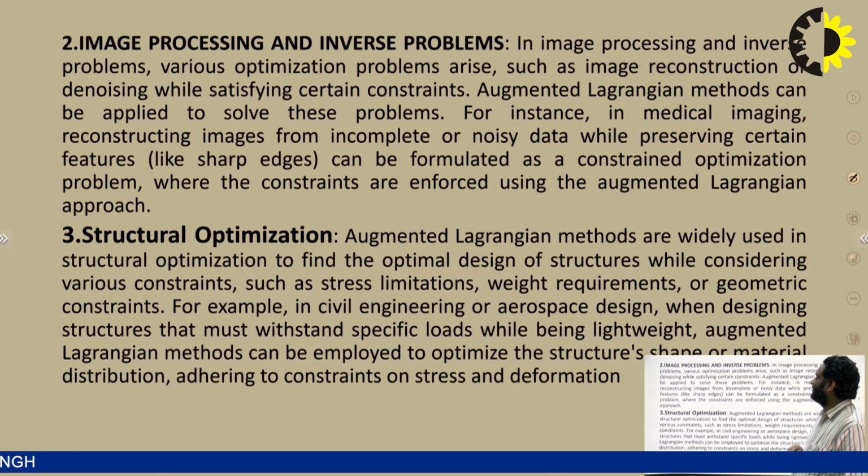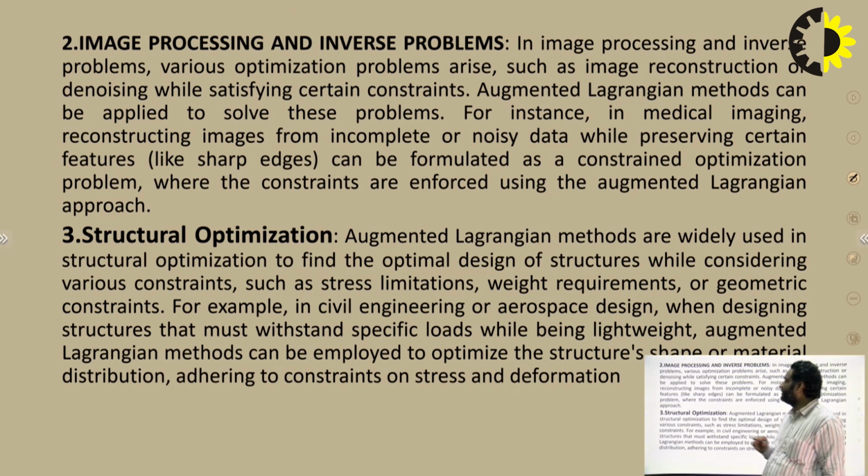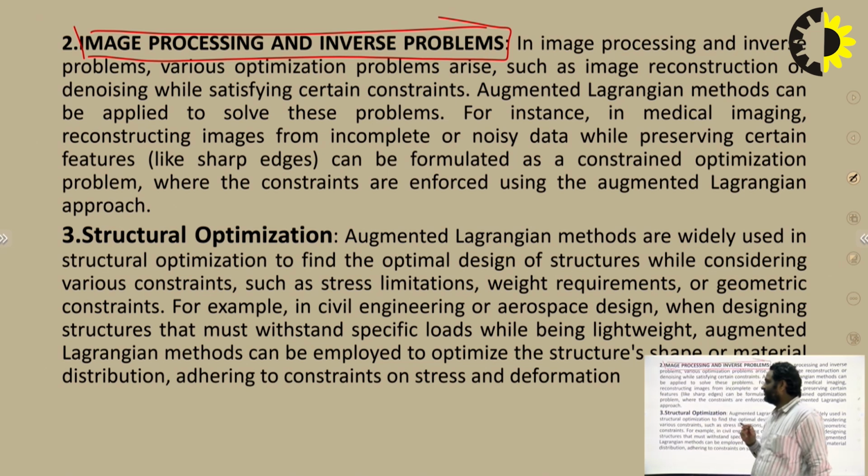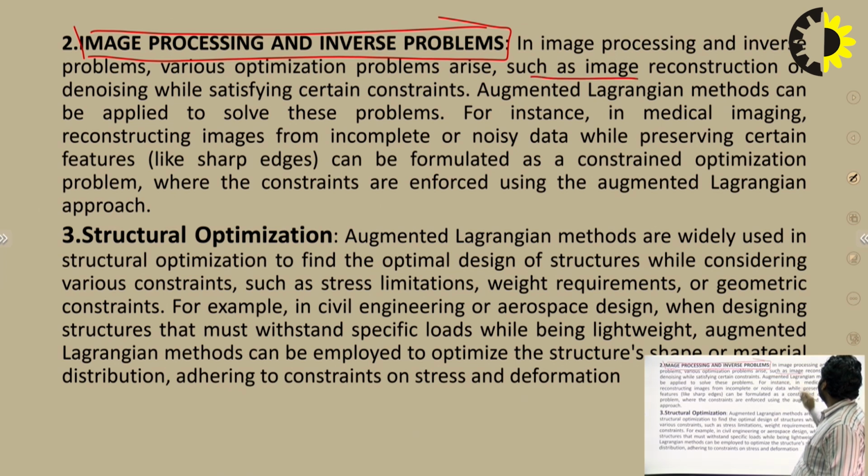So this is our next example where we are using this optimization technique. Second is image processing. In research area, it is a very common field. So image processing and inverse problem, various optimization problems arise, just like image reconstruction or denoising while satisfying certain constraints. Augmented Lagrangian methods can be applied to solve these problems.